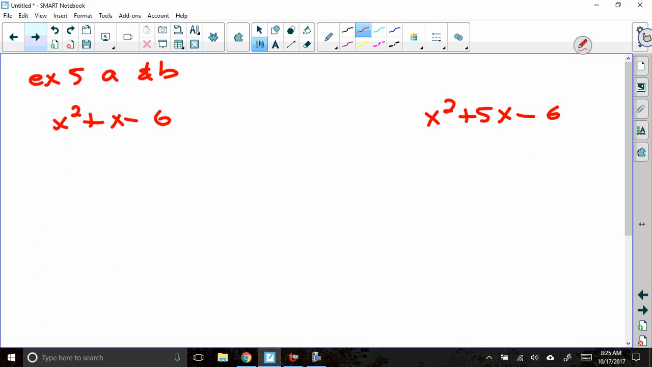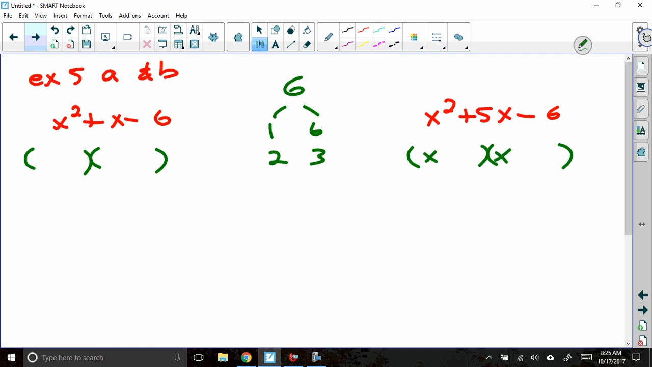And where people screw these ones up is not that they don't know factors, it's they don't realize what has to happen with the signs. If we think about 6, it's 1 and 6, 2 and 3. So we could set up this and this and this and this and this. Now what we've got to realize on this one is that 6 on the end is negative. You know what that means about the signs? One has to be positive, one has to be negative, right?